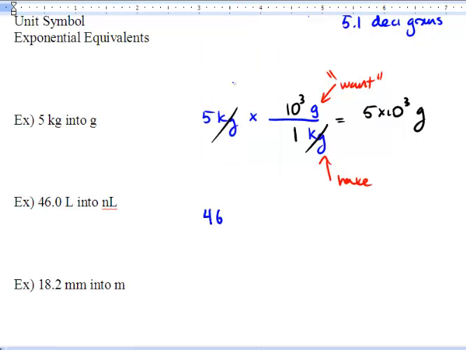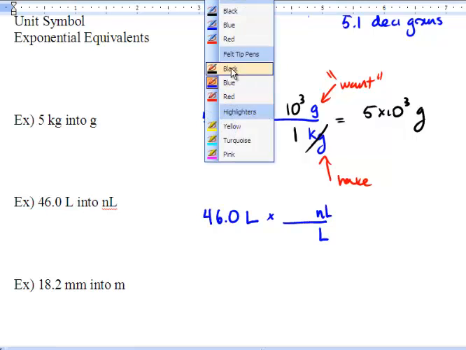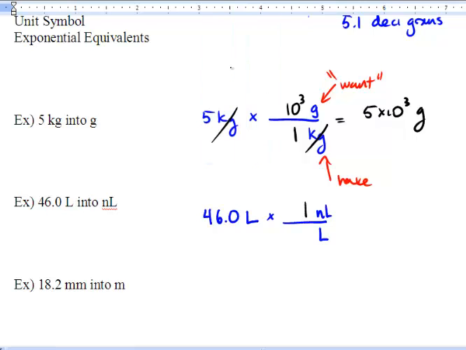We have 46 liters, and we want them into nanoliters. So whatever we want goes on top, and whatever we have goes on the bottom. So then 1 goes with our prefix, and 1 nanoliter, what does nano mean? Nano means 10 to the exponent of negative 9. And so what we're going to do is we're going to get 46 times 1 divided by 10 to the negative 9, and we get 46 times 10 to the exponent of 9. When we divide by a negative exponent, it turns into a positive.